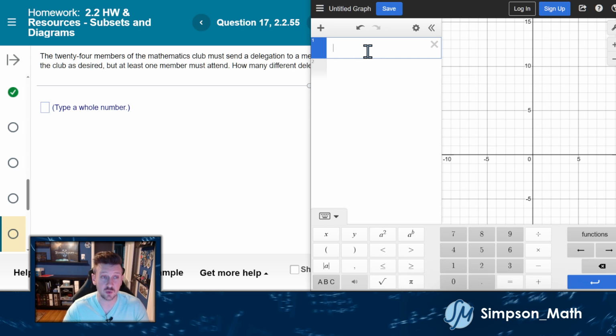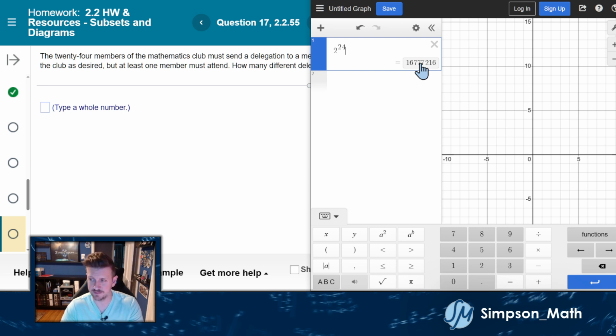So it says there's 24 members of the math club. Okay, so that's 2 times 2 times 2 times 2 times 2, 24 total 2s. So I'm going to do 2 to the 24. And that does get pretty big. Like I said, it's going to be in the millions. That's 16,777,216. But this is the total number of subsets.